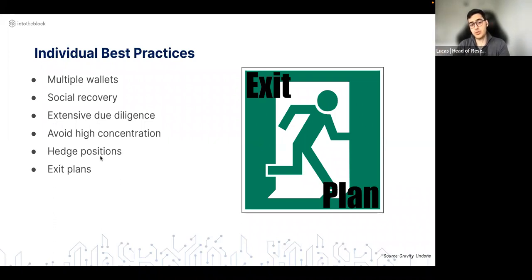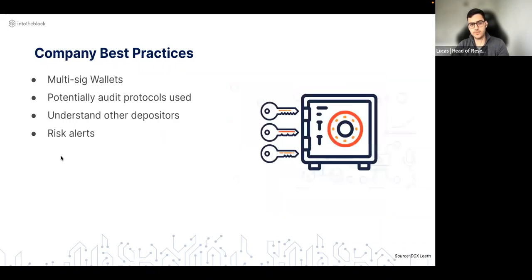You can hedge positions, and that's why it's important to understand the dynamics at play, to understand what would be the best way to hedge, and have an exit plan in case things go wrong.